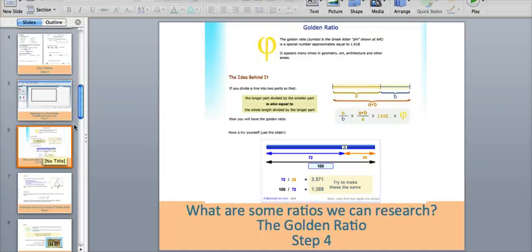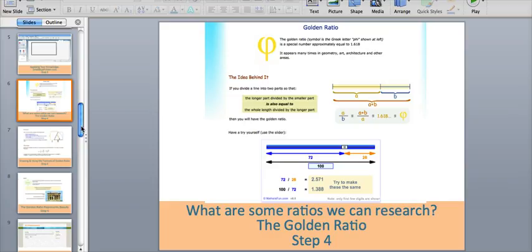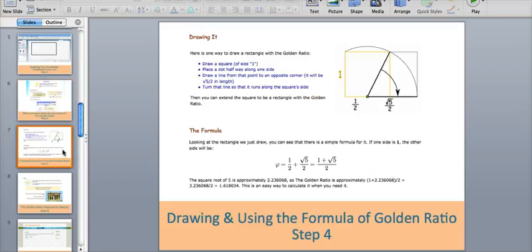In step 4, they are going to be introduced to the golden ratio, a ratio that is found in art, architecture, and nature. If you have this ratio and it equals this number right here, then it's considered the golden ratio. Students can go online, and I can even put this on the smartboard, and it says, have a try for yourself, use the slider. They can slide to make sure that these lines, based on this formula up here, are considered the golden ratio. Here it's explaining how to draw it, and this is all part of step 4, and the actual formula to get the number.